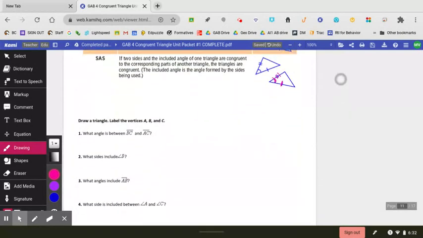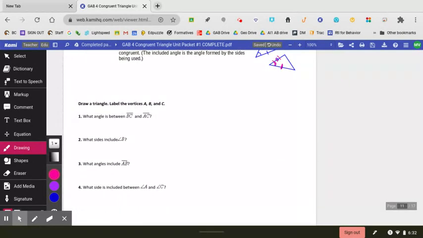So, draw a triangle and then label the vertices A, B, C. What angle is between BC and AC? Hopefully you see that's angle C. Then what sides include angle B? Well, angle B is in between AB and BC. Hopefully you are noticing a trend, that it's the letter that's in both sides that's the included angle.